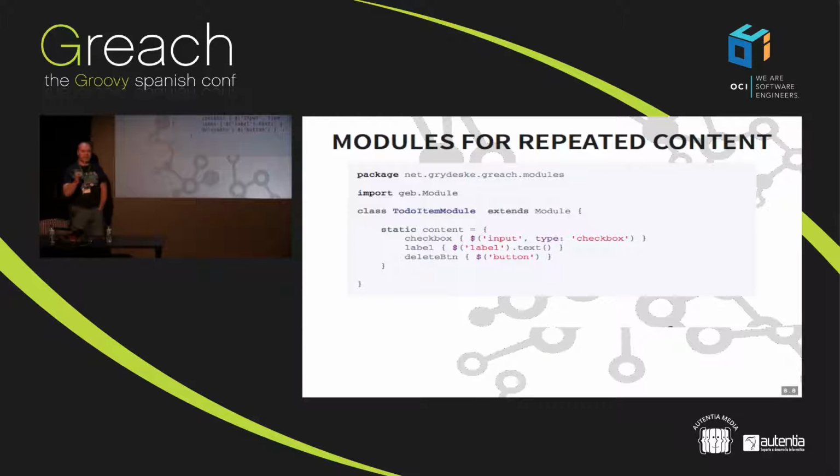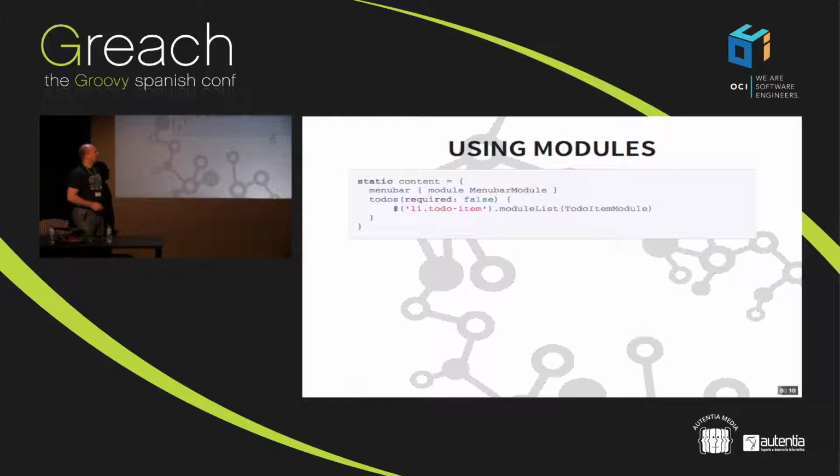The to-do items separately makes a great candidate for a module too. So here, this is the checkbox, the label, and the delete button based on the markup that I have in the application. And I interact with those heavily, so this is a very good candidate for doing it.